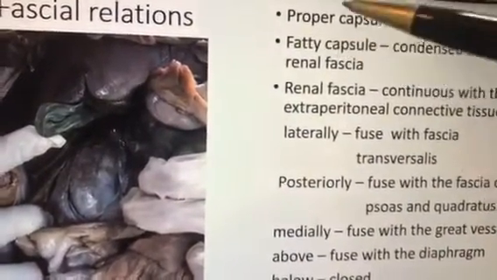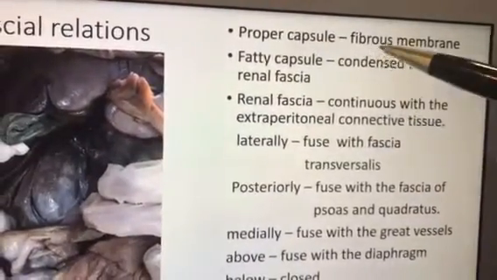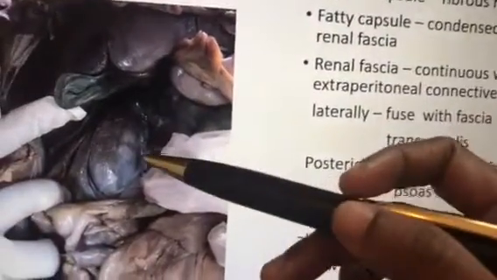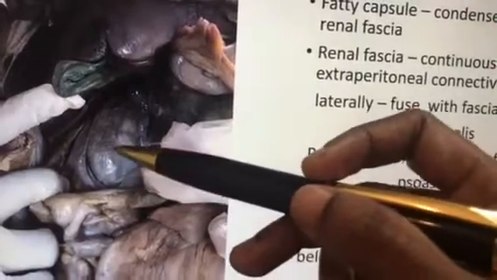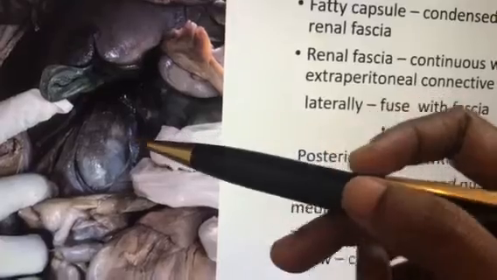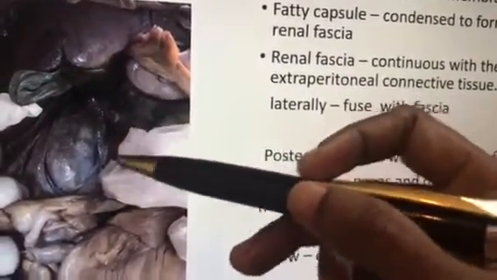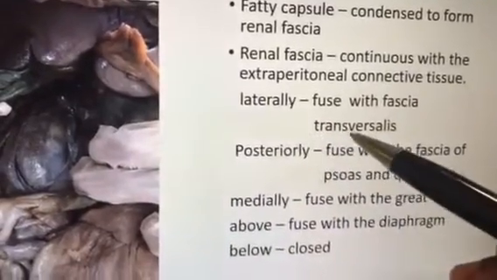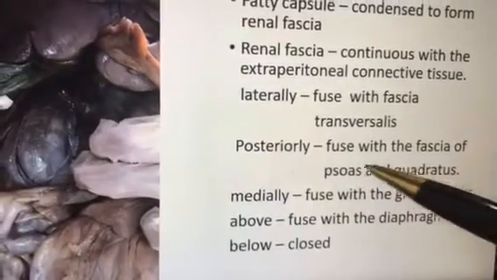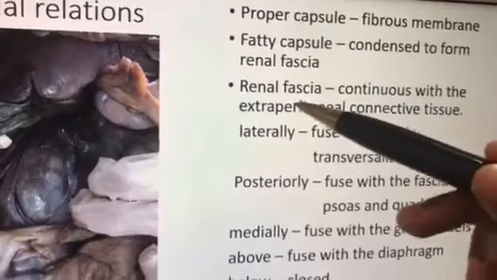One is called proper capsule, another one is called fatty capsule. Proper capsule is nothing but the own fibrous membrane. The fatty capsule only is called as renal fascia, right? See here nicely I have reflected this. Kidney is seen inside, that is your proper capsule, and this is the renal fascia. The renal fascia continues with the connective tissue. Peritoneum is there, no? The peritoneal connective tissue. Laterally it fuses with the fascia transversalis, that is abdomen, and posteriorly with the psoas and quadratus. At least the student should know there is something called proper capsule and the renal fascia.